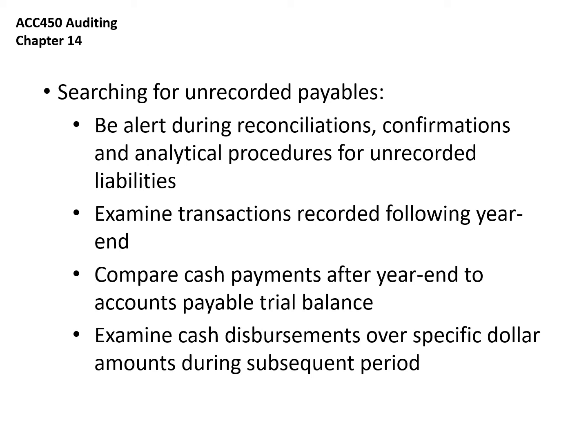So, some further things about looking for unrecorded payables. All of the audit staff, regardless of what activities they're doing, should always be on the lookout for potential unrecorded liabilities. That's everybody there. We'll examine transactions recorded following year end, so early January entries. I would also compare cash payments after year end to the accounts payable trial balance. So did they pay something in January directly that really should have gone through accounts payable in the previous month or two? Again, that would be an indication that maybe liabilities were understated at year end.